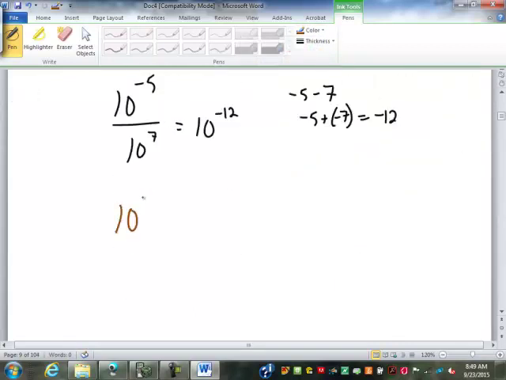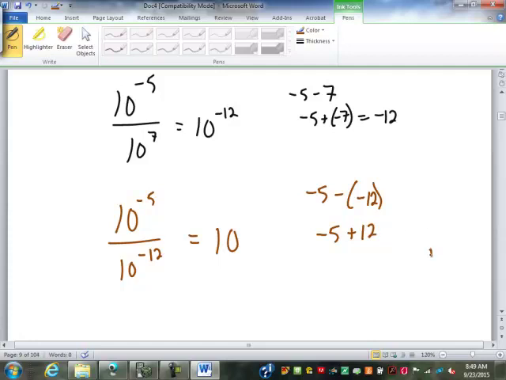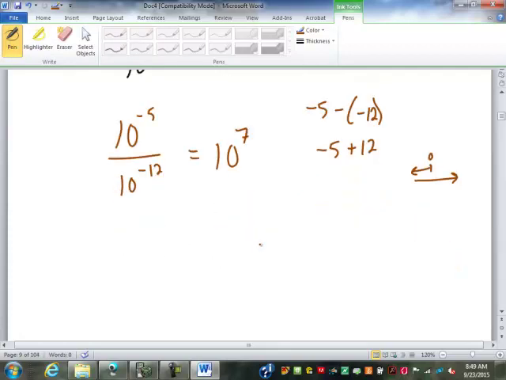So if I have 10 to the negative 5th divided by 10 to the negative 12th, what do I get? So it's negative 5 minus a negative 12. That's going to become negative 5 plus positive 12. So here's 0. Negative 5, positive 12 is going to be at positive 7. This is where the negative powers really screw us up, because we're subtracting. When we divide, we're subtracting the powers. So it can be really strange.